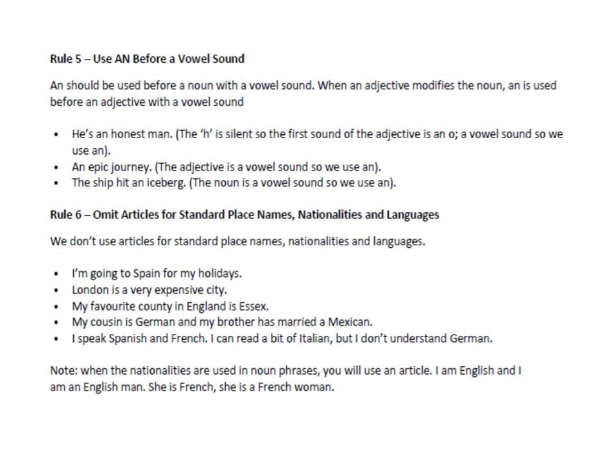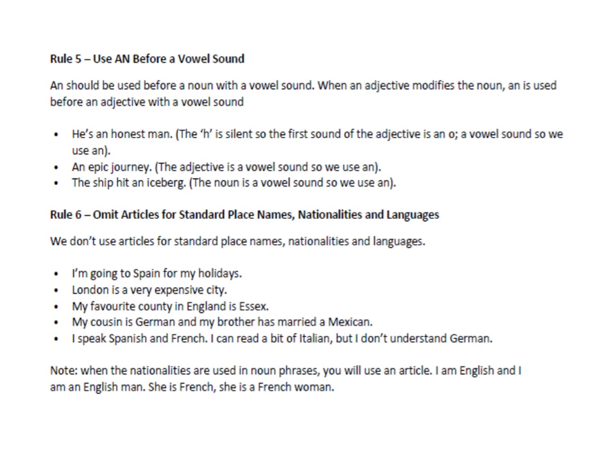Next, the sixth rule. Omit articles for standard place names, nationalities and languages. We don't use articles for standard place names, nationalities and languages. First example, I am going to Spain for my holidays. It's a standard place name. That's why we are not using any article in front of Spain. Next, London is a very expensive city. Like the same. My favorite country is England, is Essex.